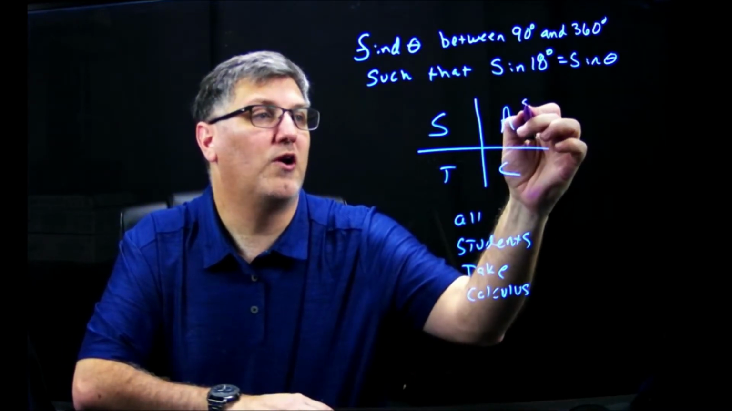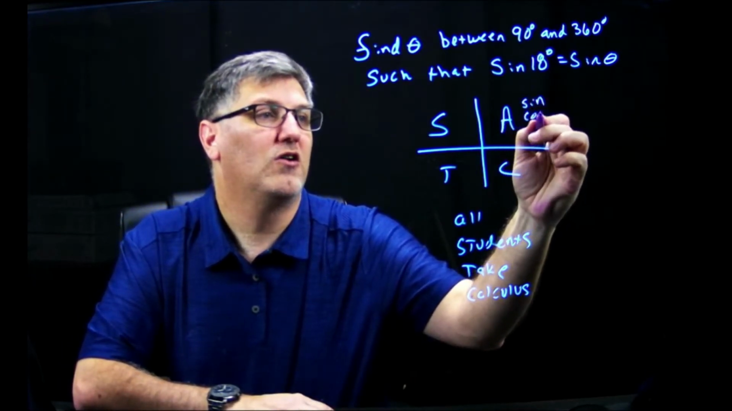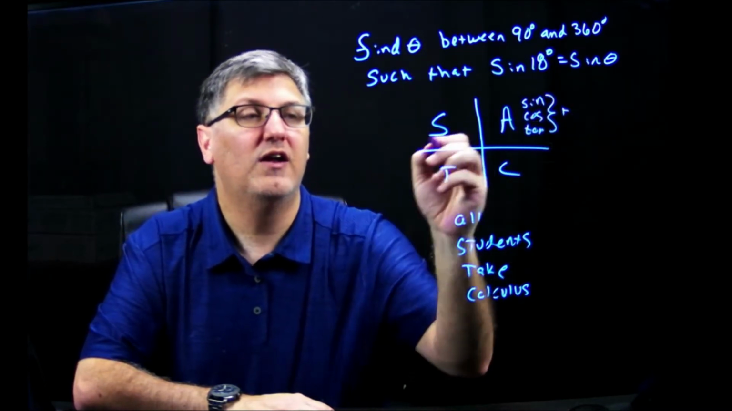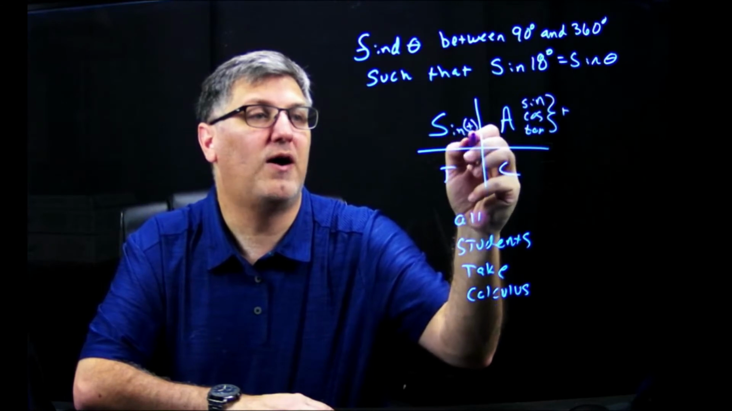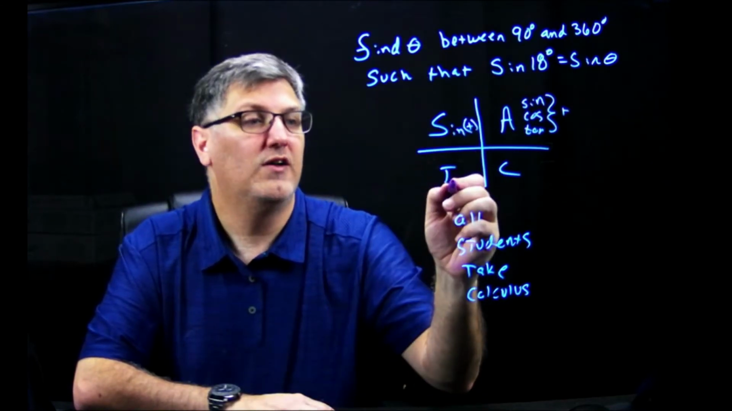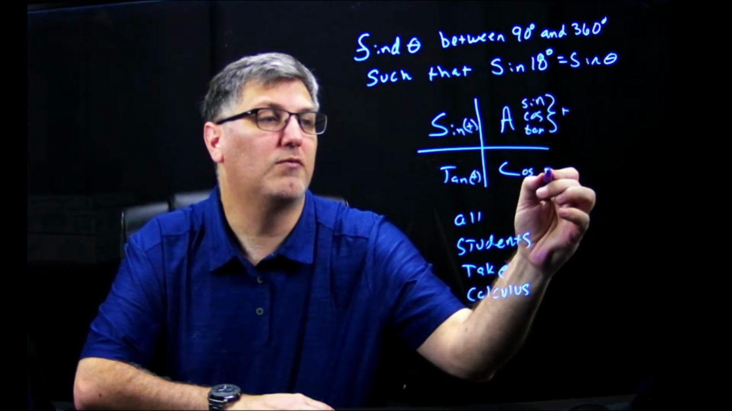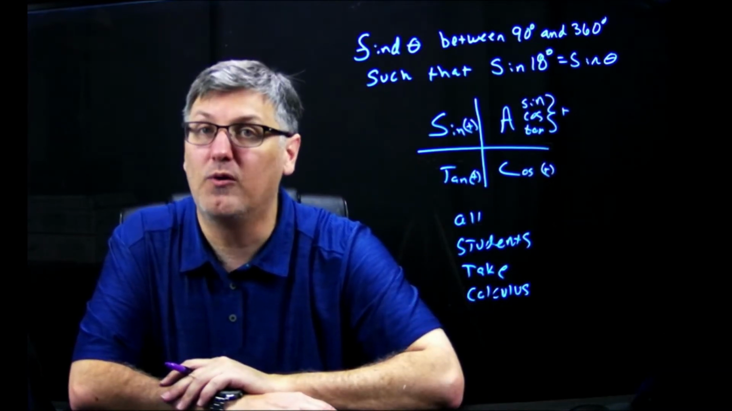So in quadrant 1, I know sine, cosine, and tangent, these are all positive. S stands for sine. Sine is positive in quadrant 2. Tangent is positive in quadrant 3. And cosine is positive in quadrant 4.